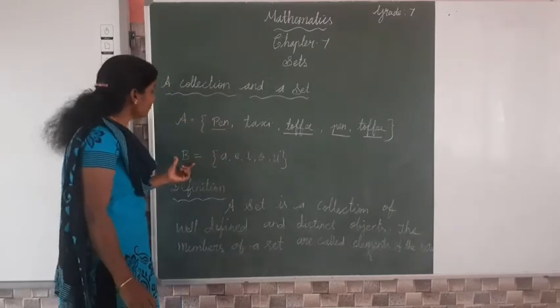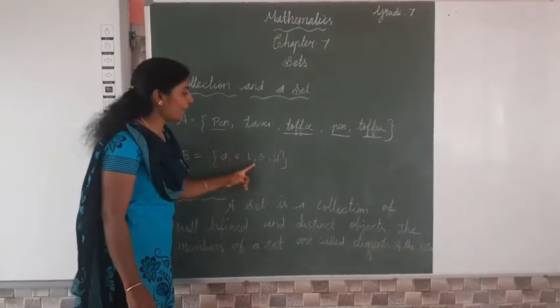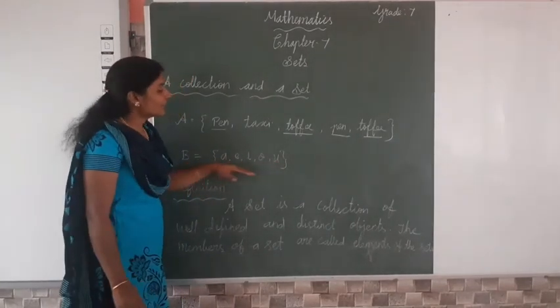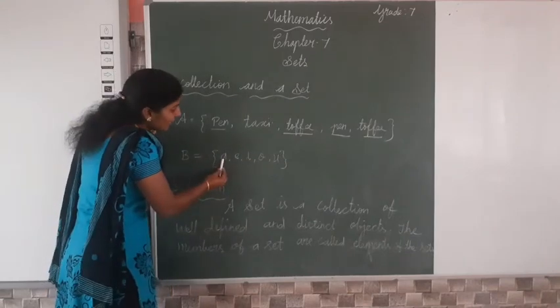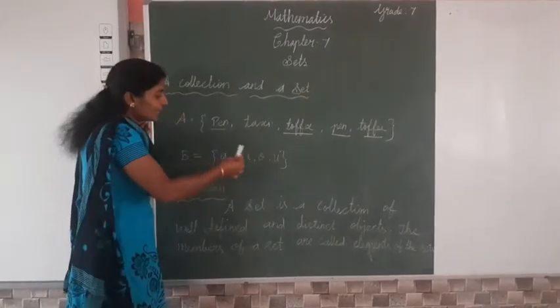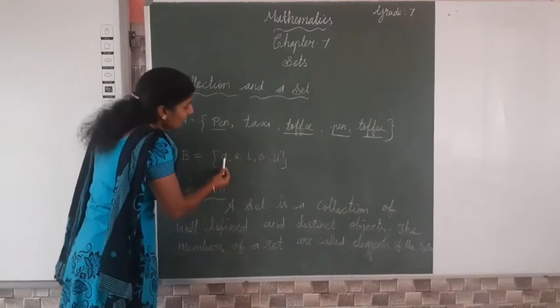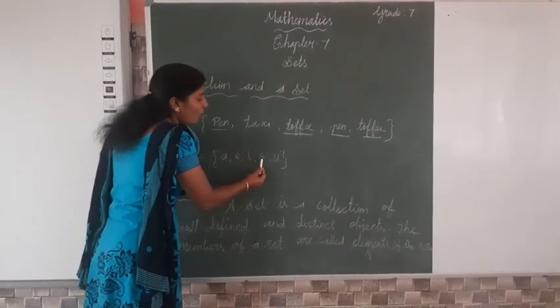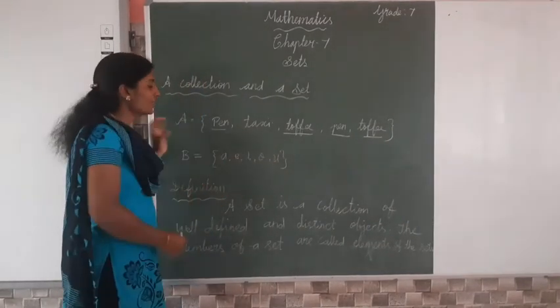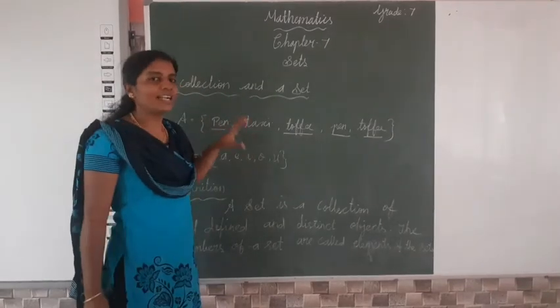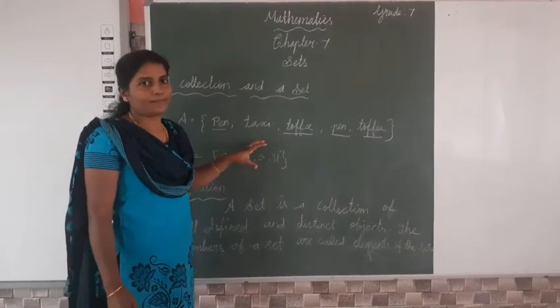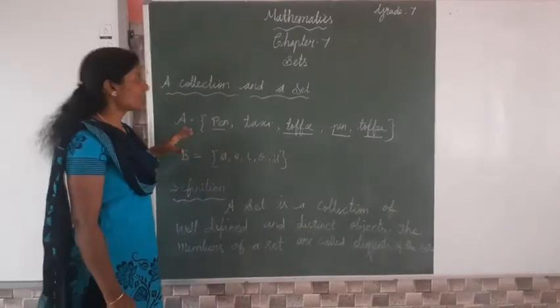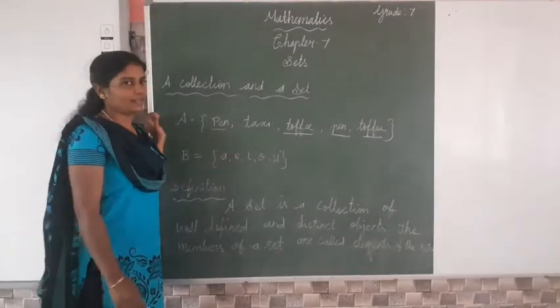Now set B: A, E, I, O, U. These are the vowels of the English alphabet. Is any element repeated? No. Here A, E, I, O, U is distinct and well defined. So we can say set B is a set. Are you clear? This is the collection and a set.